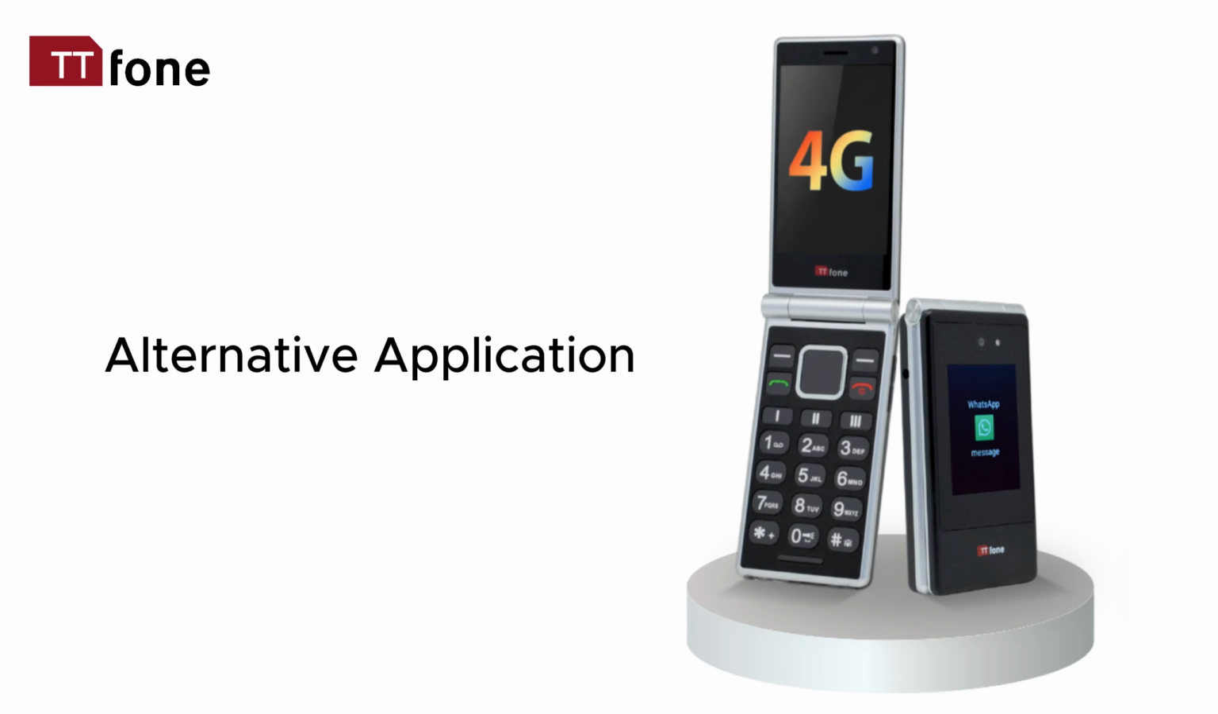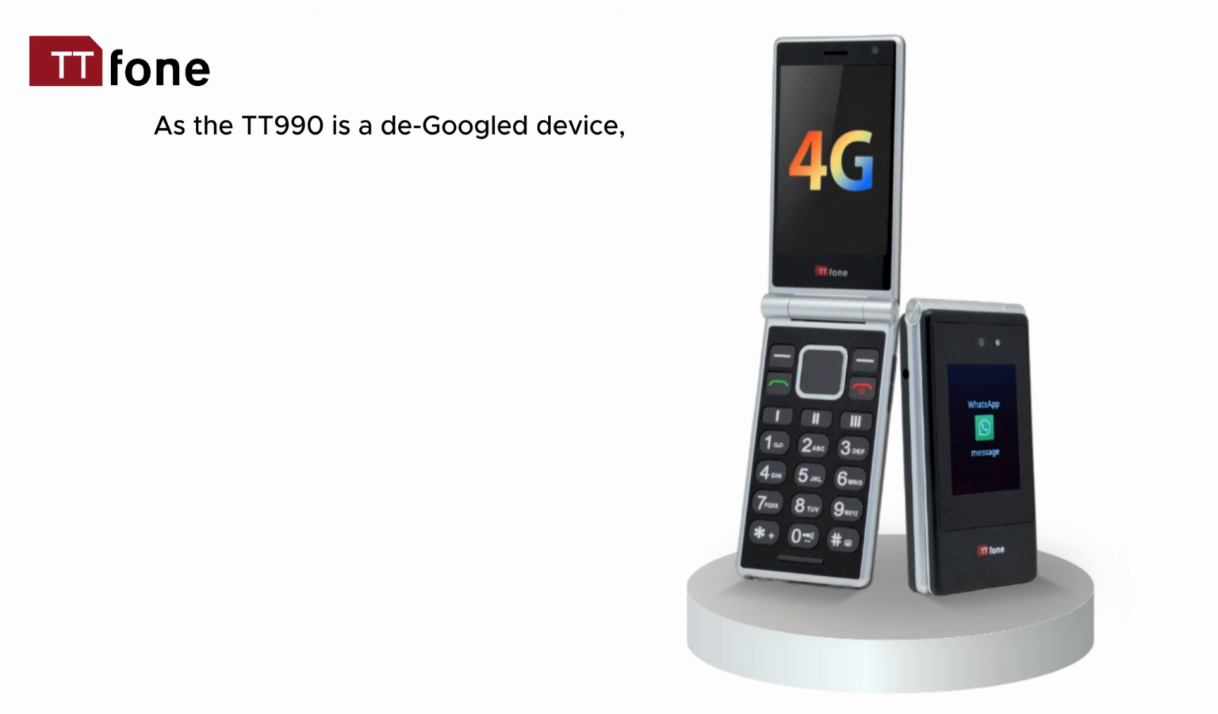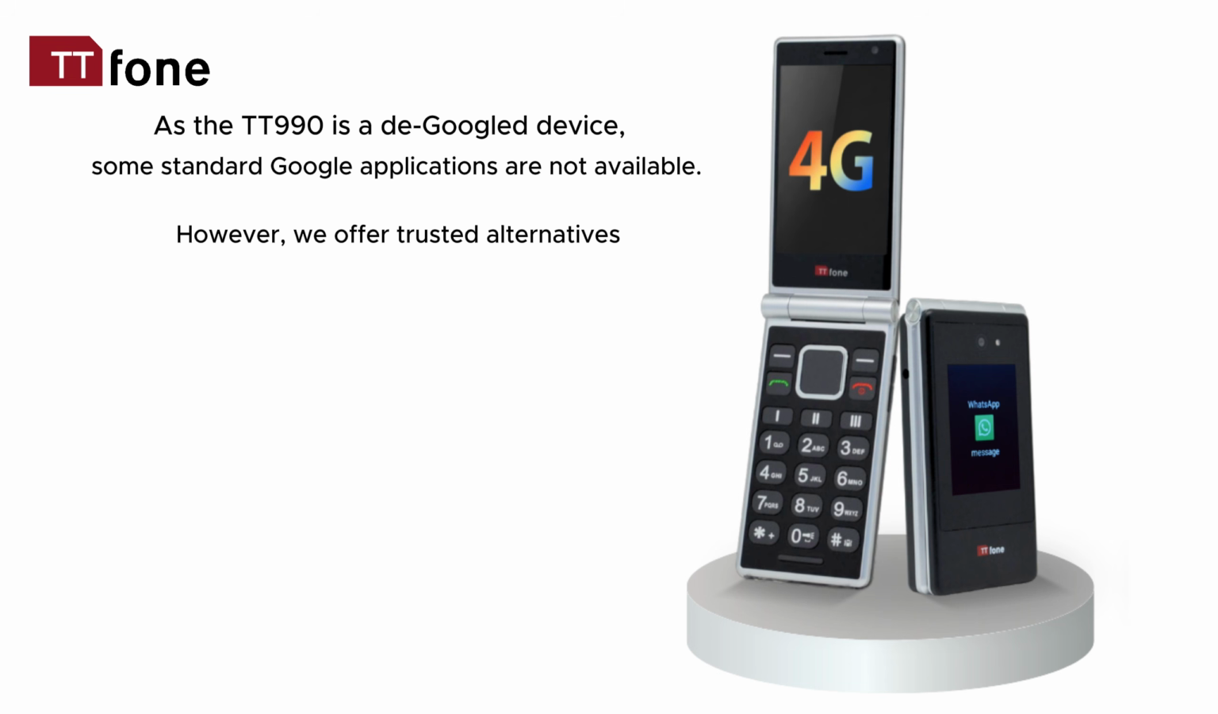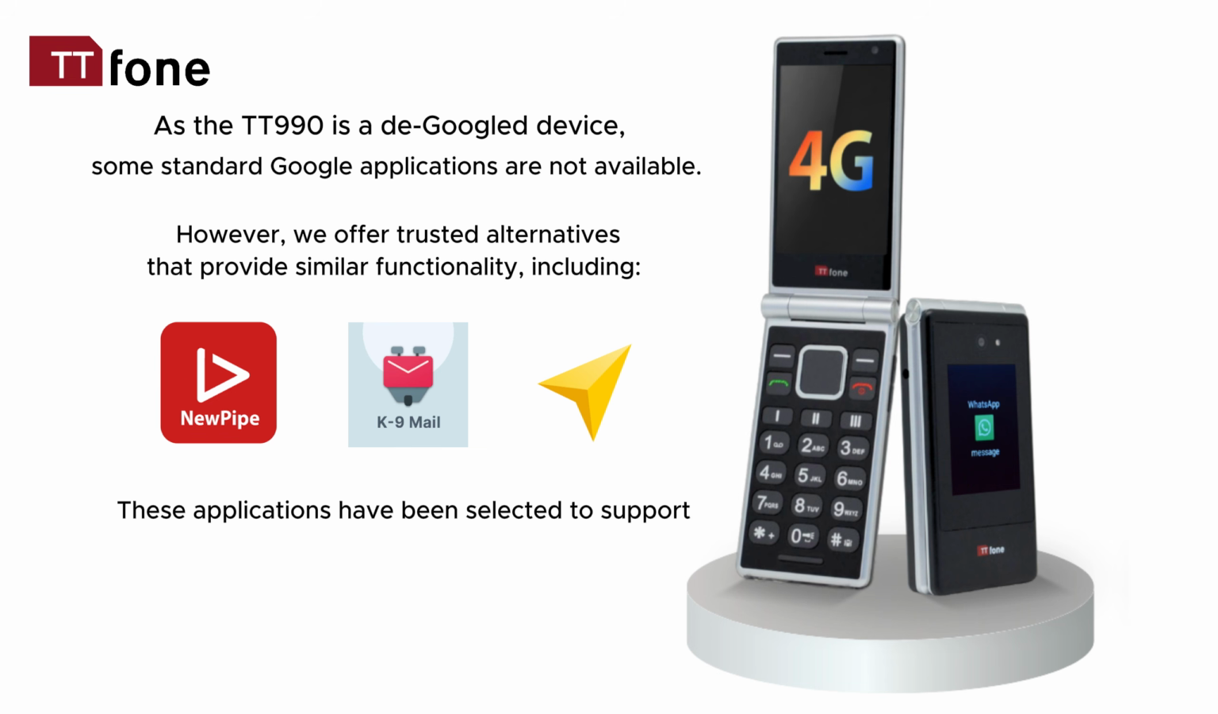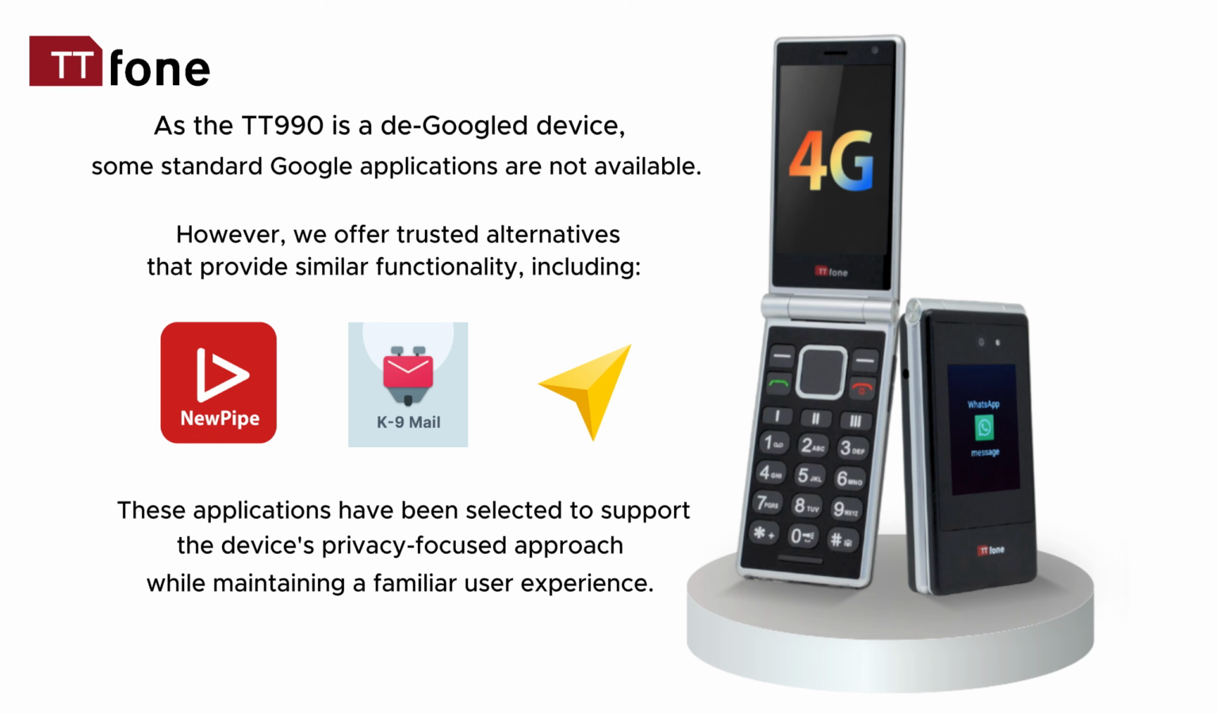Alternative applications. As the TT990 is a de-Google device, some standard Google applications are not available. However, we offer trusted alternatives that provide similar functionality, including NewPipe as an alternative to YouTube, K9 Mail as an alternative email application, Yandex Navigation as an alternative to Google Maps. These applications have been selected to support the device's privacy-focused approach while maintaining a familiar user experience.